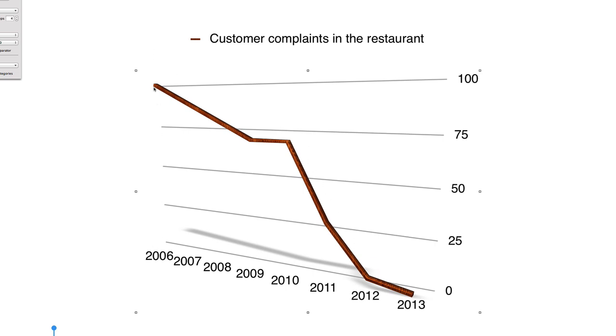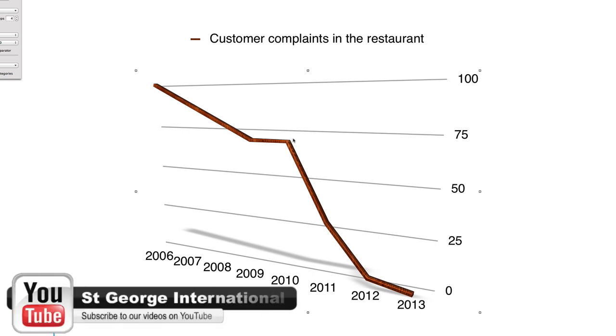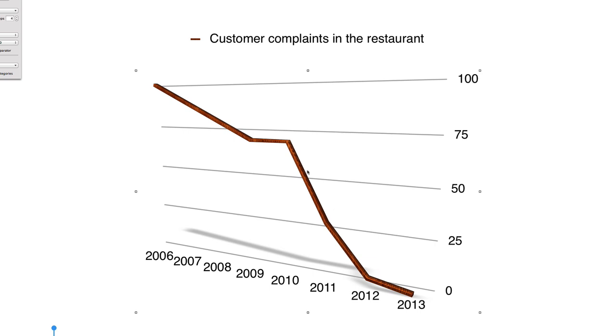So, from 2006 to 2009, there was a gradual decline in the number of complaints. From 2010 onwards, there was a severe drop in the number of complaints. There was a dramatic fall. There was a drastic decline. There was a sudden decrease. All those verbs and adverbs can describe this for you.